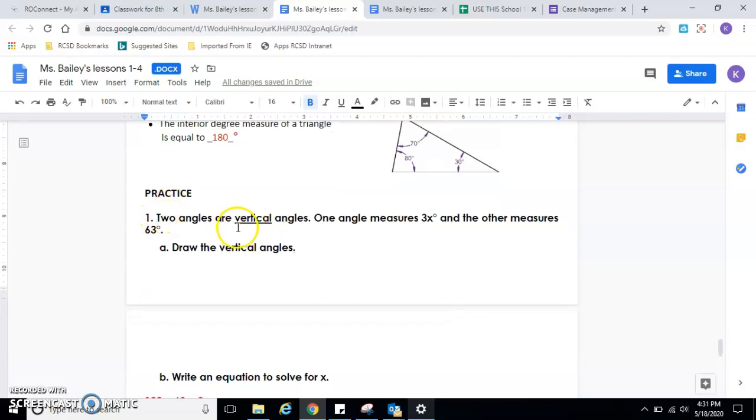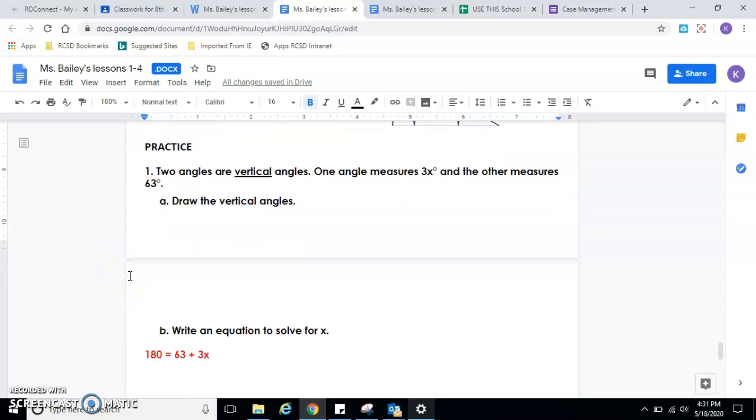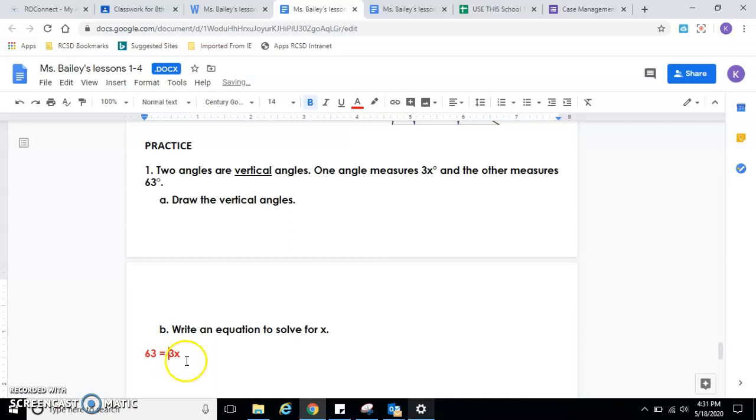Now it says two angles are vertical angles. One angle measures 3x and the other measures 63. How would I solve this? This is wrong. The vertical angles equal each other, so it would be 63 equals 3x. And I would need to just divide by 3, and 63 divided by 3 gives you your answer.